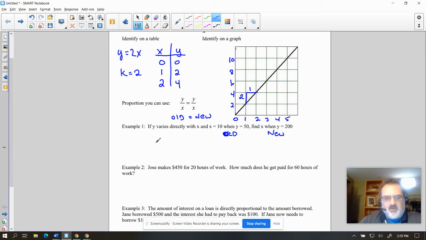So let's go ahead and set up the proportion. We were told that the proportion is going to be y over x equals y over x. We got 50 over 10 should equal 20 goes on top over x. Okay, how do we solve this? Well, we do that technique that you learned in Algebra 1. You cross multiply. So 50x equals 2,000. And then you divide, and x equals 40.